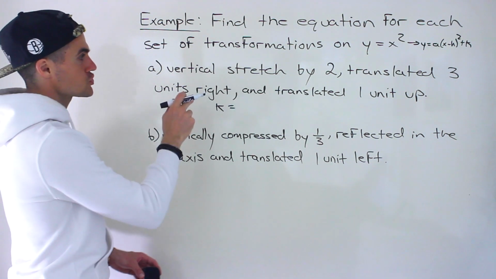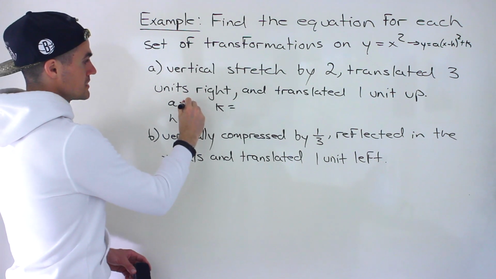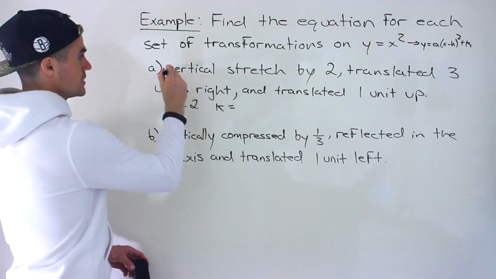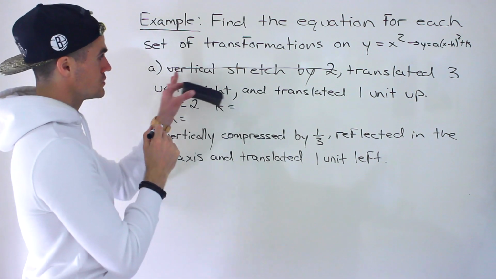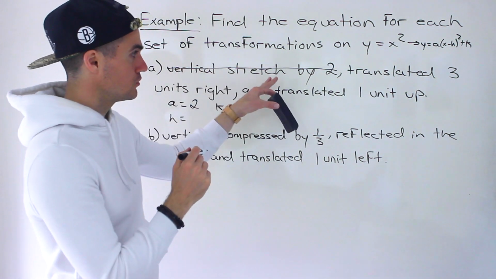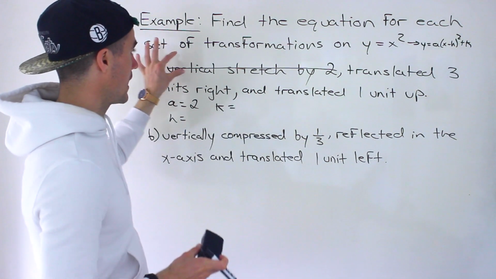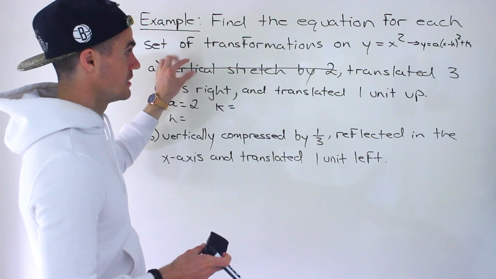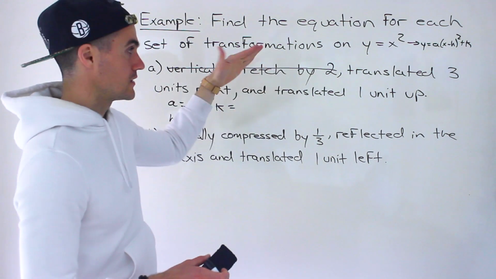There's a vertical stretch by 2. Vertical stretch by 2 means the a value is going to be 2. So we are done with that right there. What I like to do is go through each sentence or each set of transformation, put that value here, then cross it out and just keep reading.